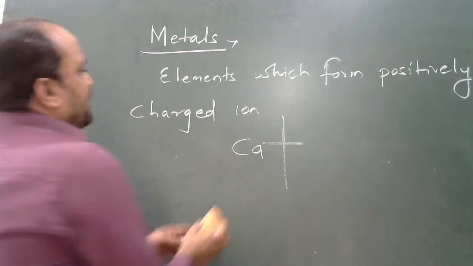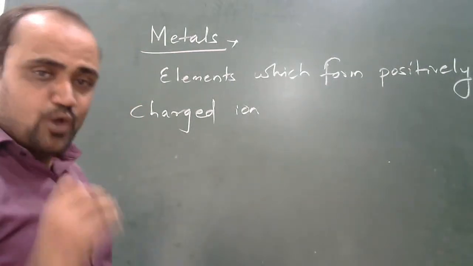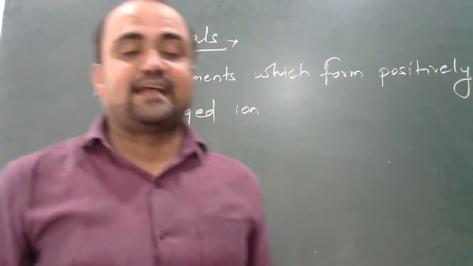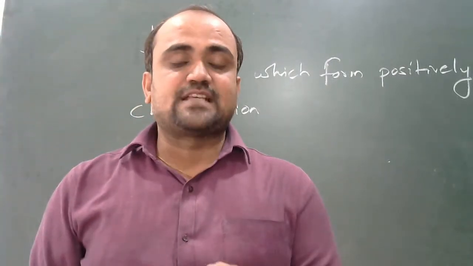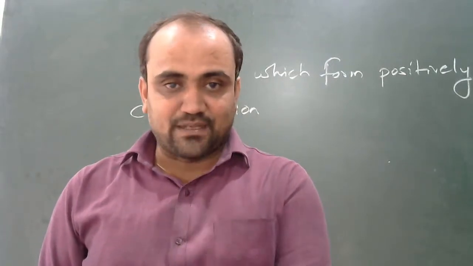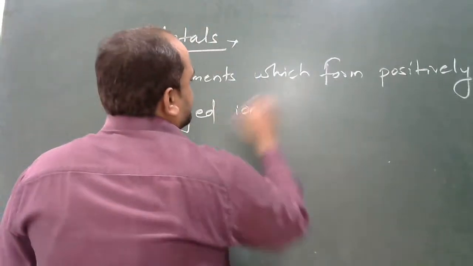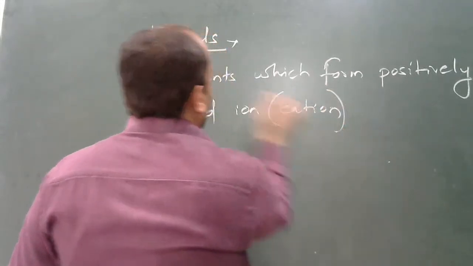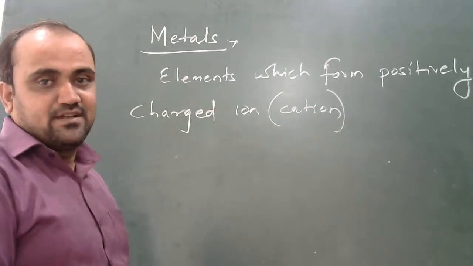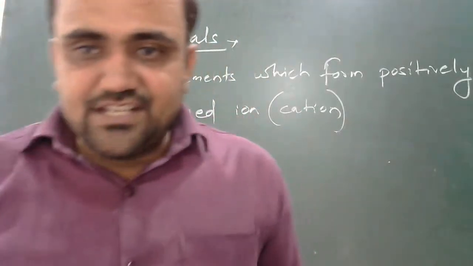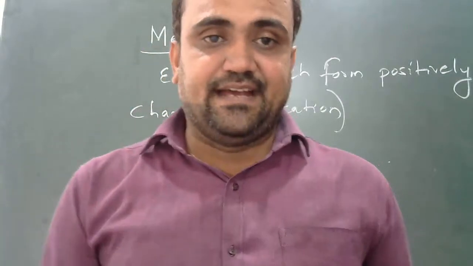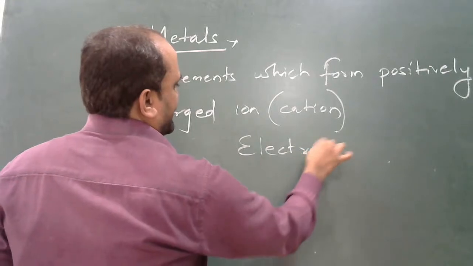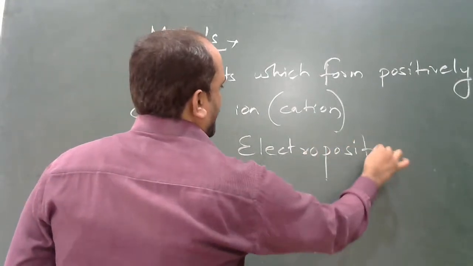Okay. So here, those elements which give electrons and become positively charged after giving them are called metals. Positively charged ion, that is cation. Means, sir, it is clear that metals are electropositive. Metals are electropositive.